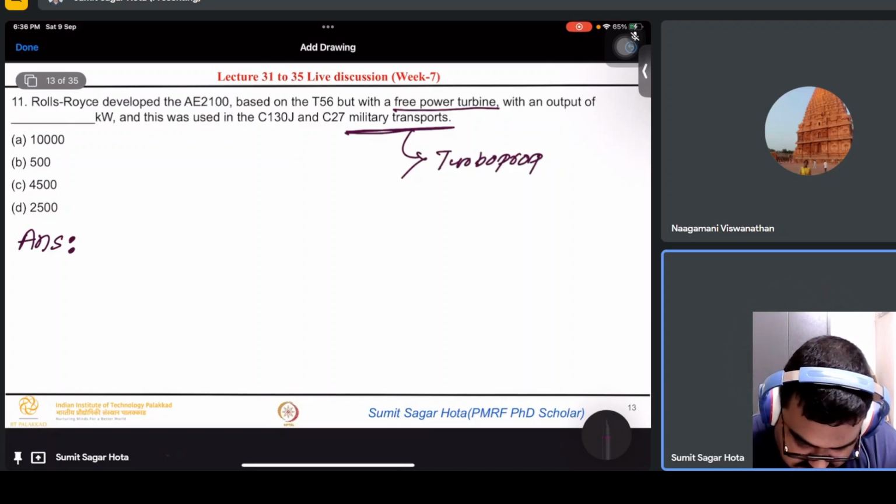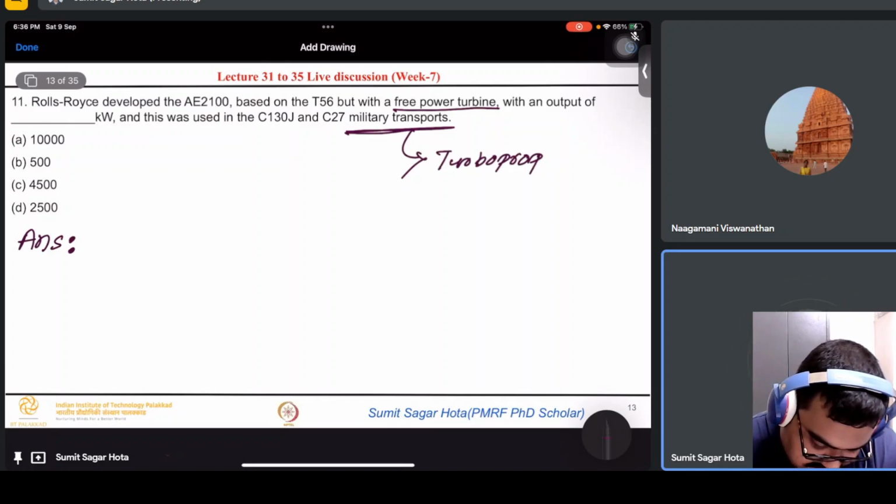Okay, that means it can be a turboprop or it can be a what? Turbo shaft, but the writing there says C-130J. Rolls-Royce developed the AE2100, then the T56 with a free power turbine. Free power turbine means it's obviously a turboprop, not a turbo shaft.